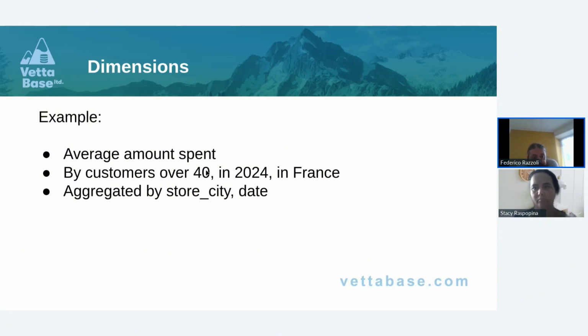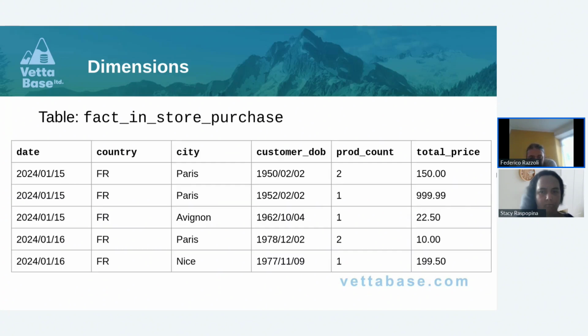So I can actually start by filtering customers by their age, and then I will find the match in the fact table. In 2024, so when the purchase happened in France, so in which country the purchase happened. And then I can aggregate this information. So it's a group by in SQL. I will aggregate by store city and date. And this is what probably the query will return, more or less. Or maybe I simplified a bit, but don't focus on what is missing. Just focus on what we have.